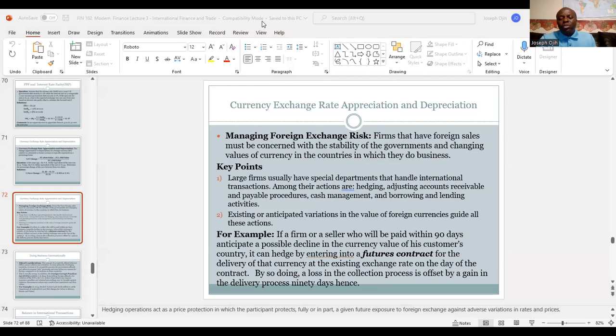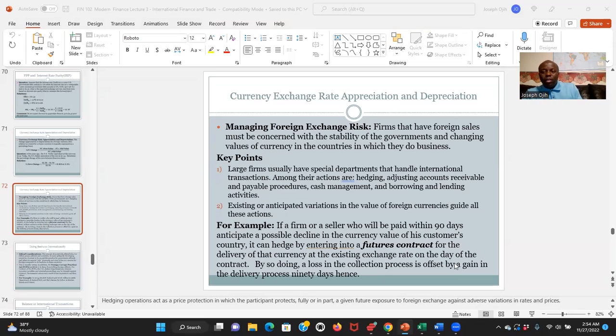Usually they use 90 days because the variation might not be too much within that three-month period. An eight-month period can be difficult because a lot of things can happen in eight months. One year, the same thing.